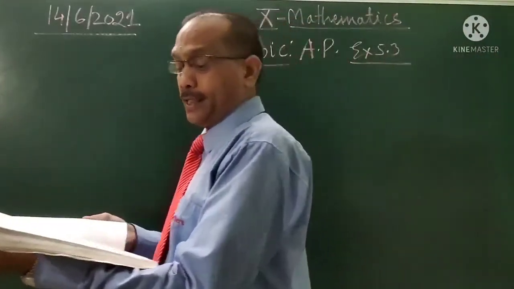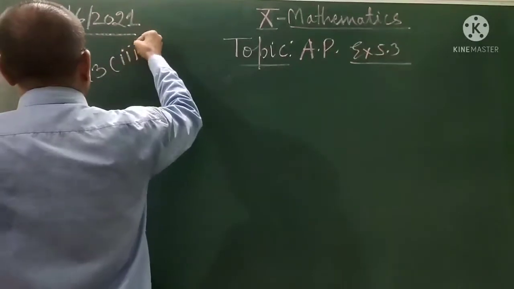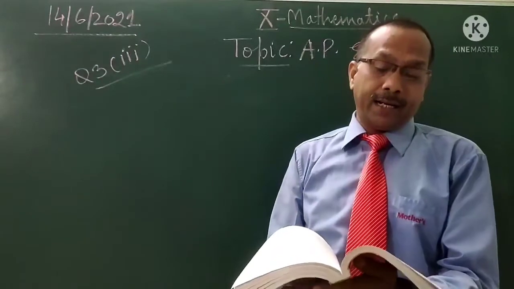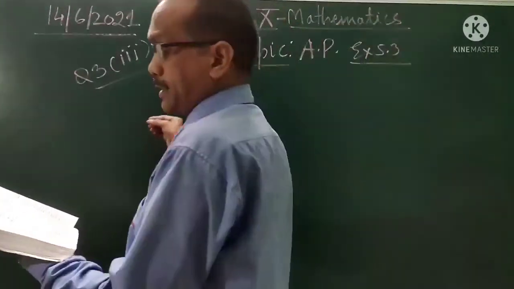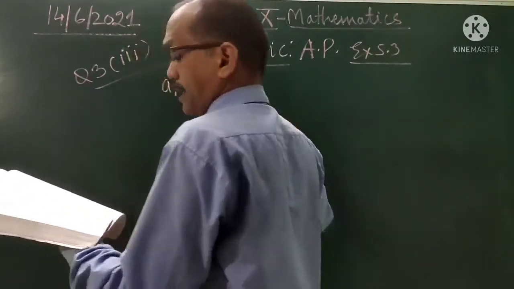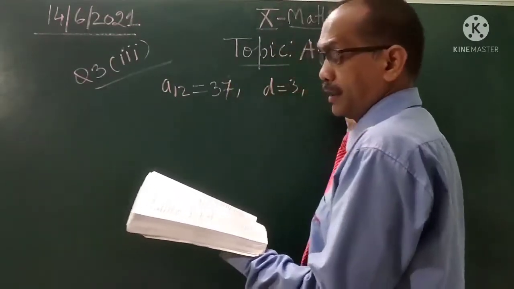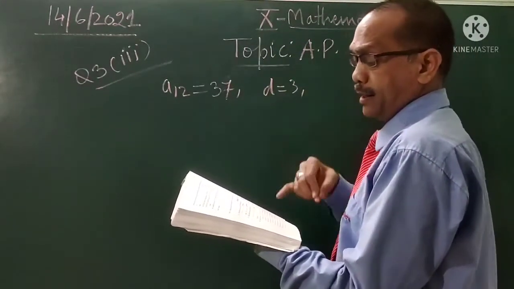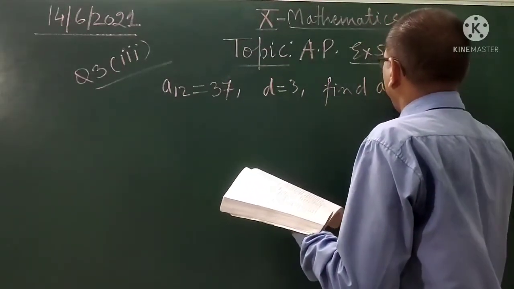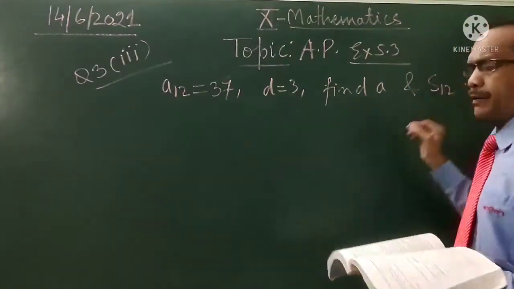Now question number 3, third part. In this question, given that A12 is 37 and D equal to 3, find the first term A and S12, which means the sum of the first 12 terms.